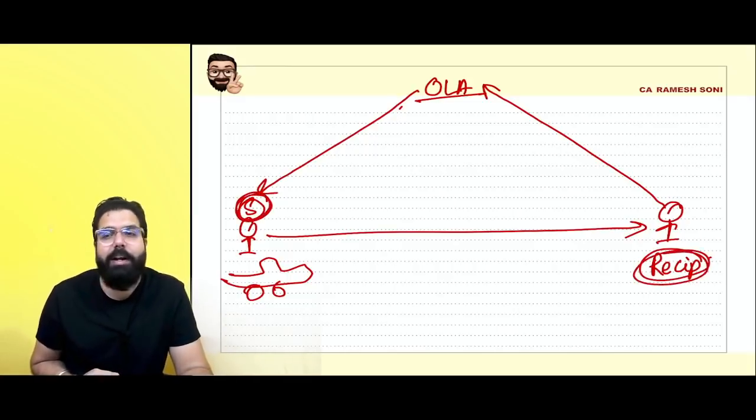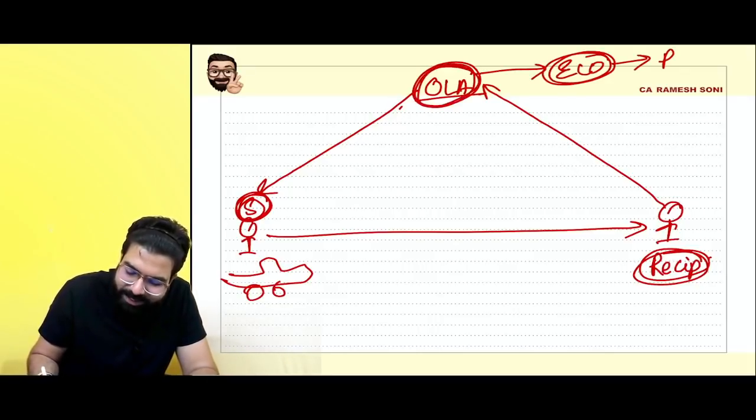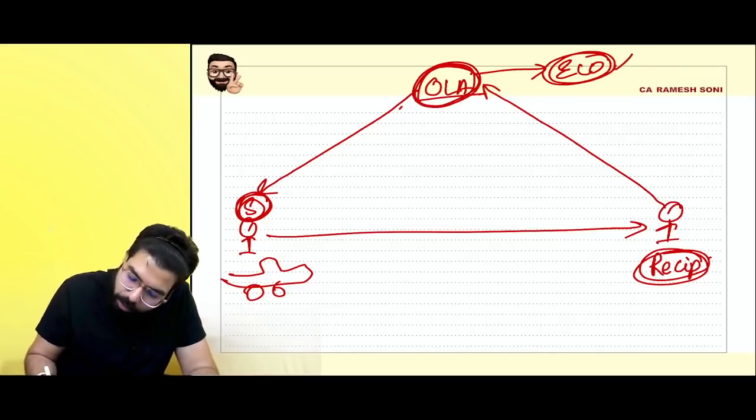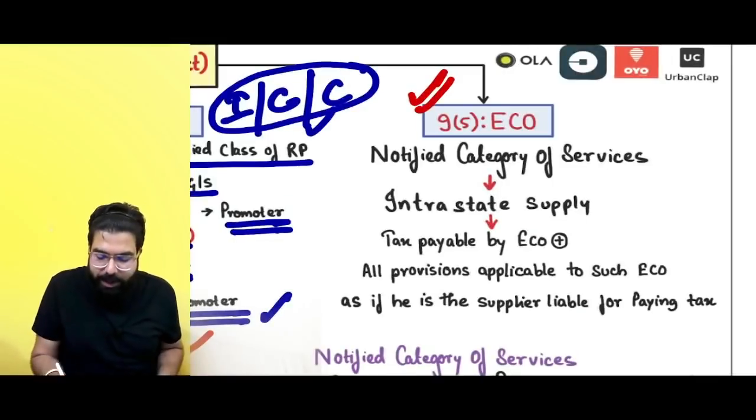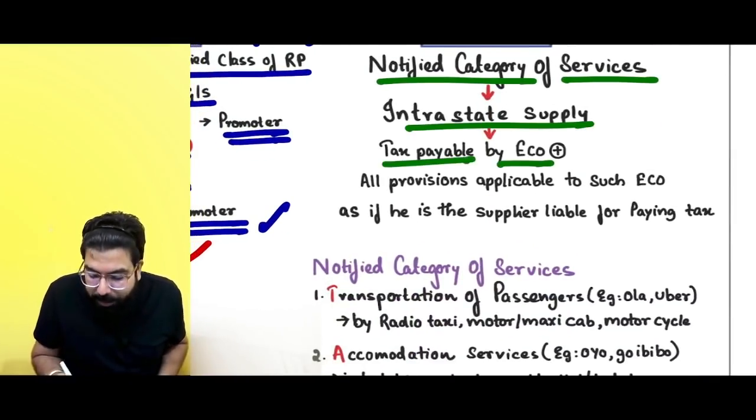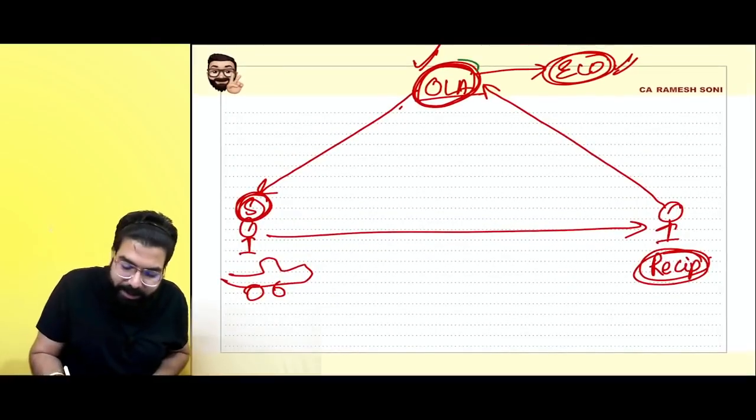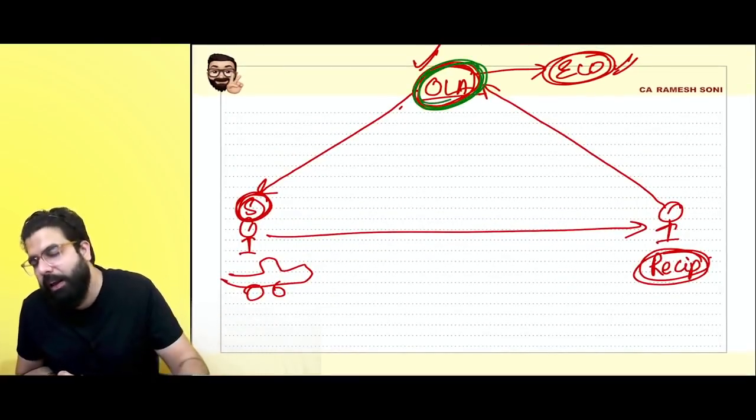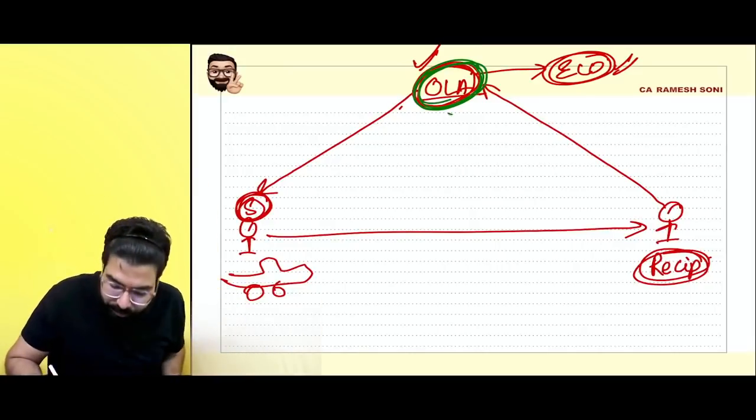But the government told Ola, in this scenario Ola looks to be more organized, and hence you, being the e-commerce operator, have to pay the GST, not under RCM. Basically, all the provisions of the act will be applicable on you, and you have to pay the GST. The government said, I will notify a category of services. The intrastate supply tax shall be payable by the e-commerce operator and all the provisions shall be applicable to the e-commerce operator. Basically, he will raise the invoice and file the return, as if he is a supplier.